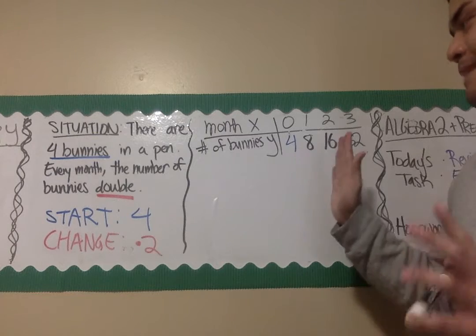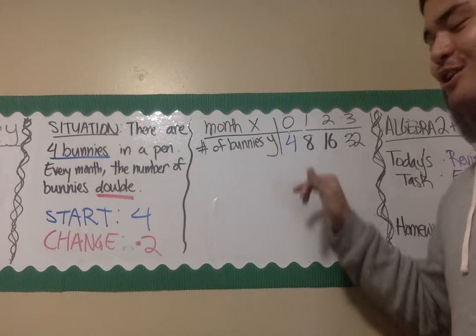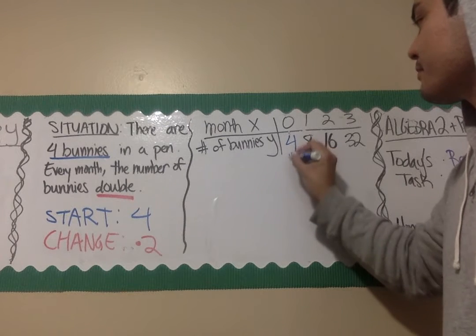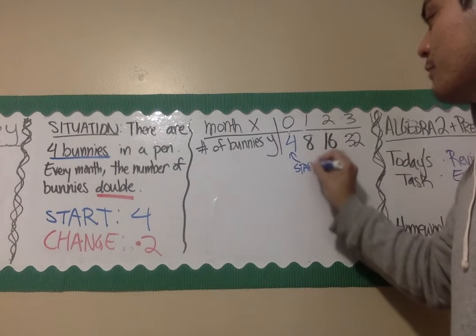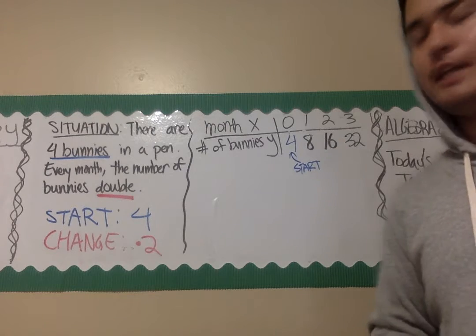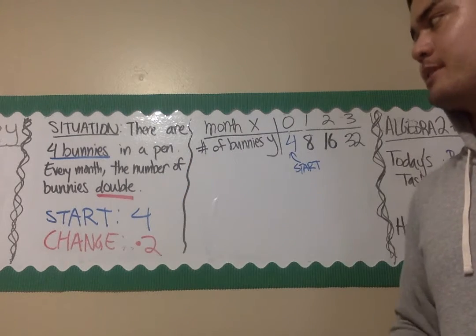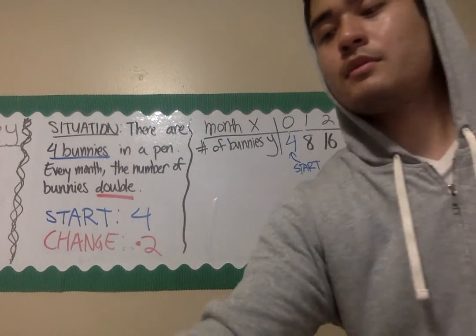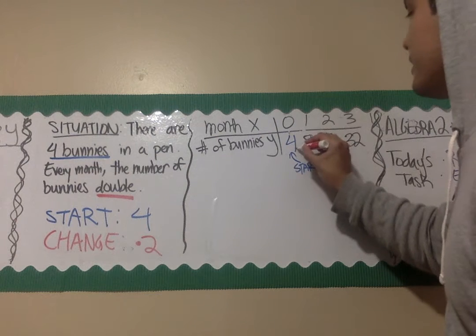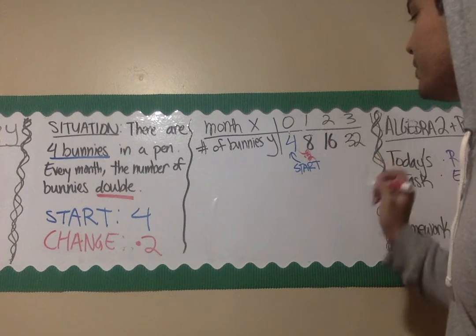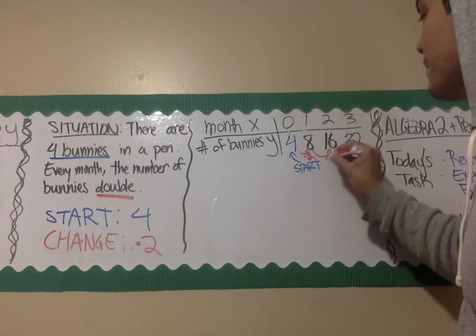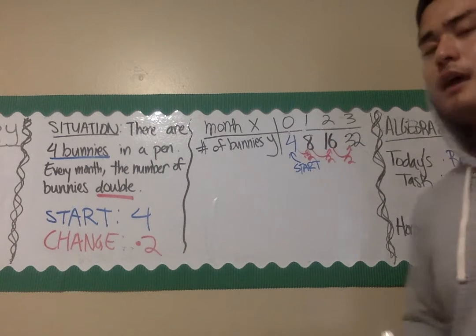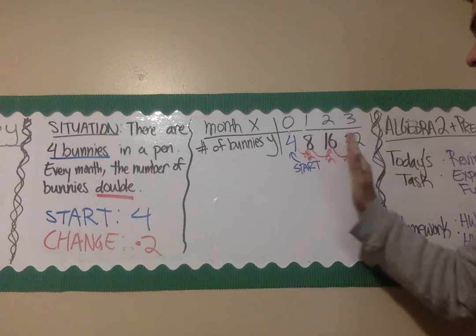We're also going to, so back to the bunnies, we're going to label the start and the change. Here, the start, which I already wrote in blue, is 4. We're starting with 4 bunnies. And the change that we wrote down here, and also we extracted from the situation, is the doubling, the times 2. So to go from 4 to 8, I'm multiplying that by 2. 8 to 16, multiply by 2. 16 to 32, multiply by 2. I'm multiplying 2 every single step of the way.